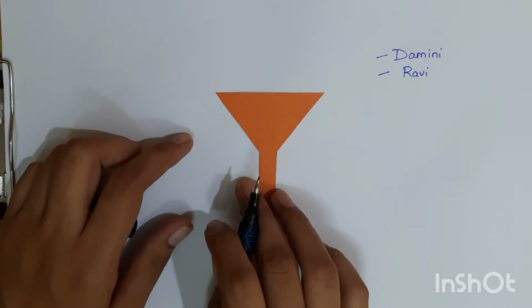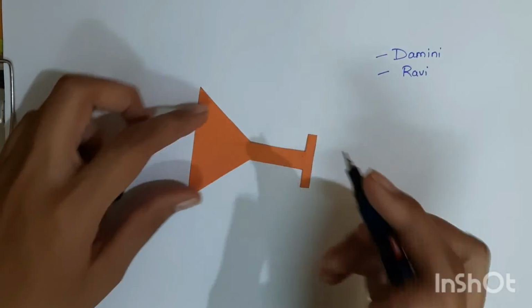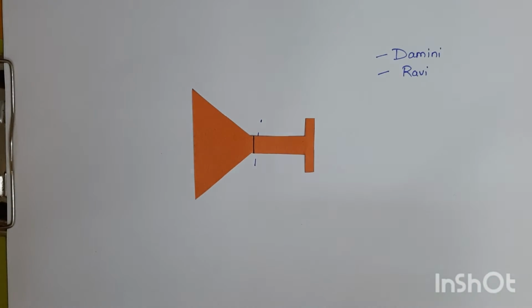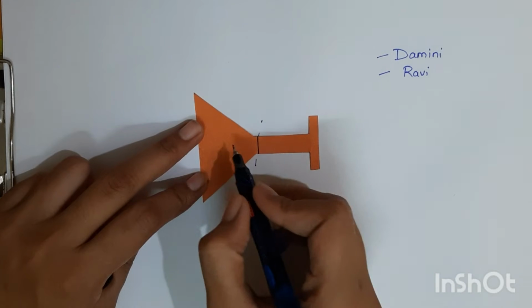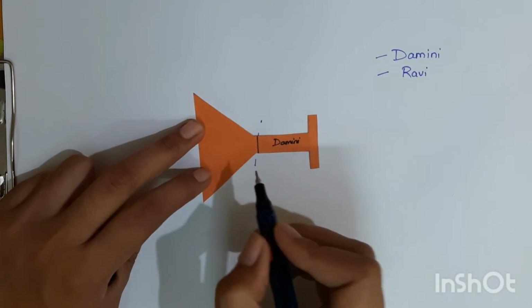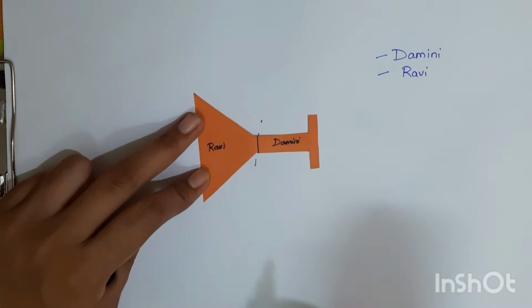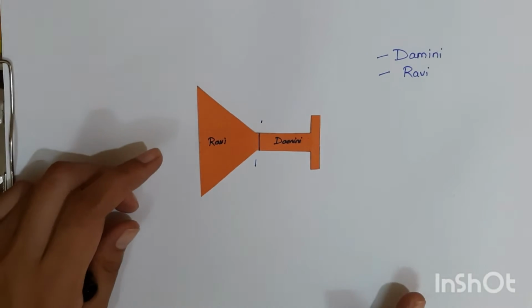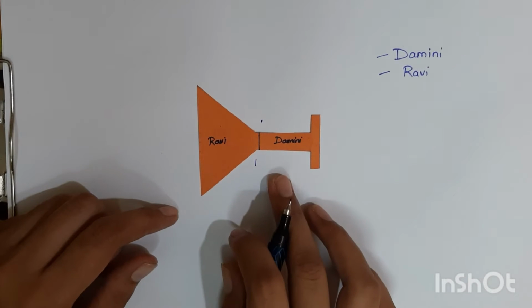Ravi took the chocolate and cut it into two pieces. He gave one piece to Damini and kept one piece for himself. This piece was for Ravi and this piece was for Damini. But after seeing this, Damini started crying. You have not given me half.